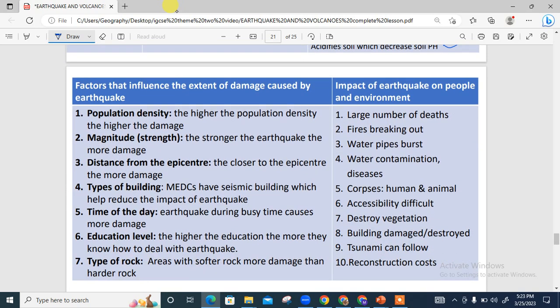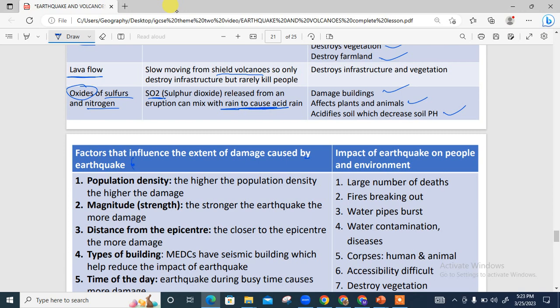Okay, so let's look at factors that influence the extent of damage by an earthquake. So earthquakes also cause a lot of damage, even volcanoes. So you can put earthquake and volcanoes here.